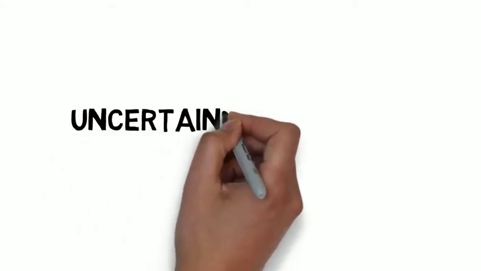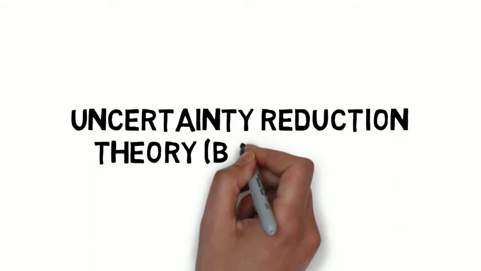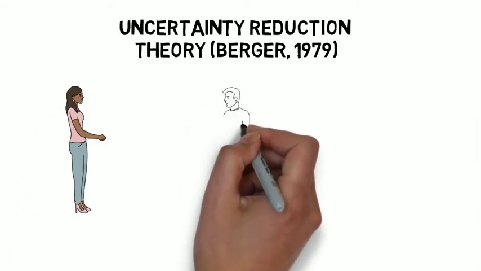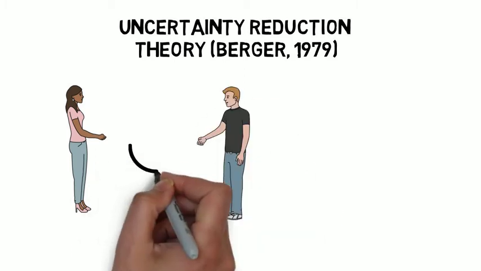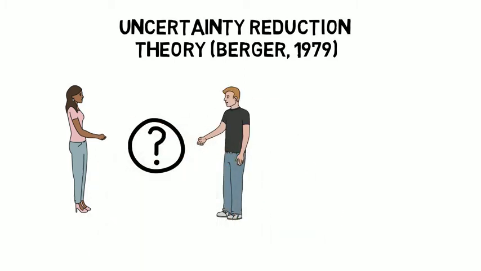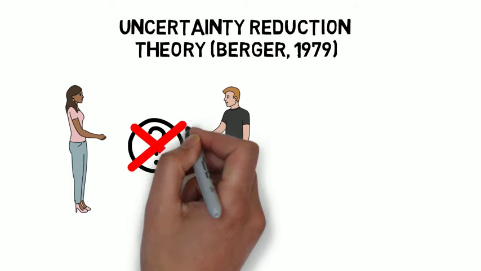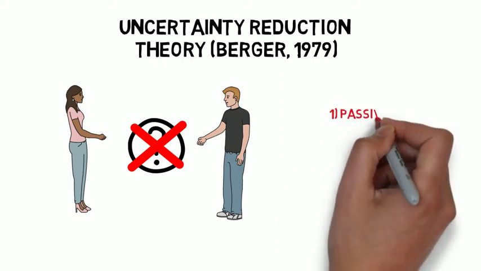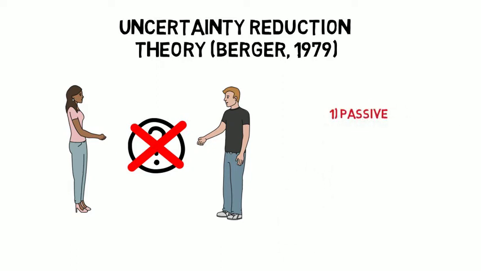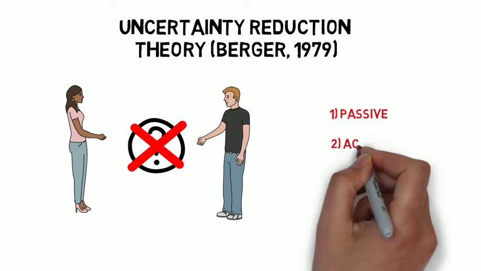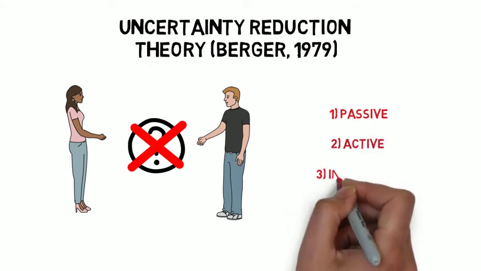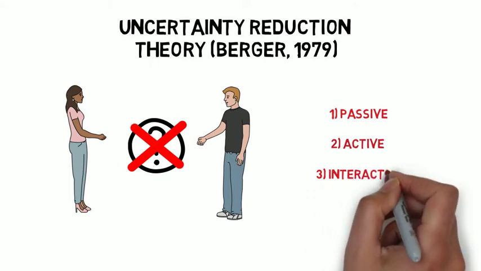A well-known traditional theory of romantic relationship formation is Berger's uncertainty reduction theory. The theory argues that, early in a relationship, the main goal is to reduce uncertainty and increase predictability of others in an interaction. This is done by gaining information about the other person, and Berger argues that there are three basic ways of doing this. Firstly, through passive strategies, by observing the other person. Secondly, through active strategies, by asking others about the person. Or thirdly, through interactive strategies, by communicating directly with the person.